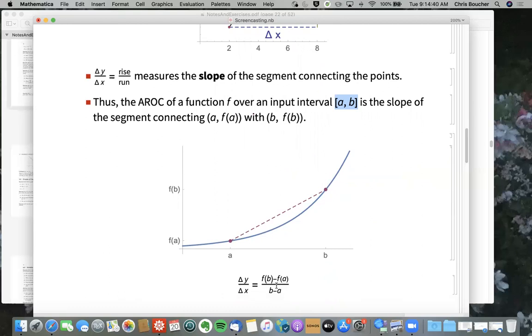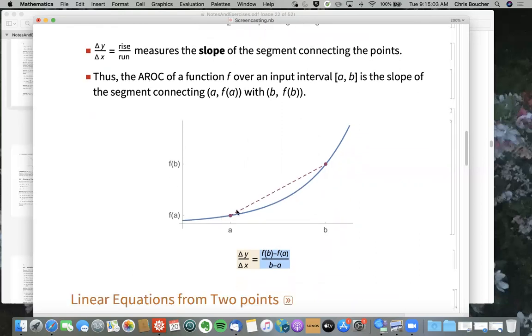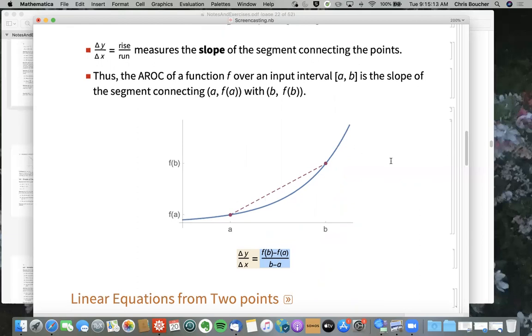So delta y over delta x, you can see in the display down here, is f of b minus f of a over b minus a. We're very familiar with that formula by now. And the numerator, f of b minus f of a, is just the vertical distance between these 2 points, and the denominator b minus a is the horizontal distance. That is, average rate of change is a slope. It's a rise over run between 2 points on a graph. It's the slope of what is sometimes called the secant line to the graph. So you don't really need to know that fancy term, but a secant line is just a line that goes through 2 points on a curved graph like this.